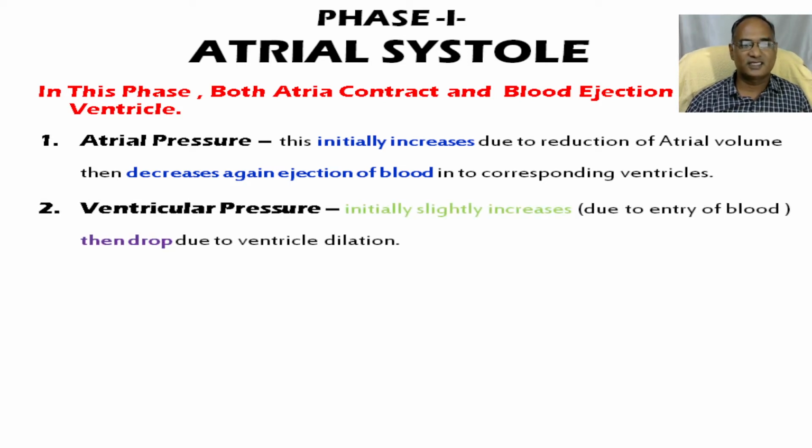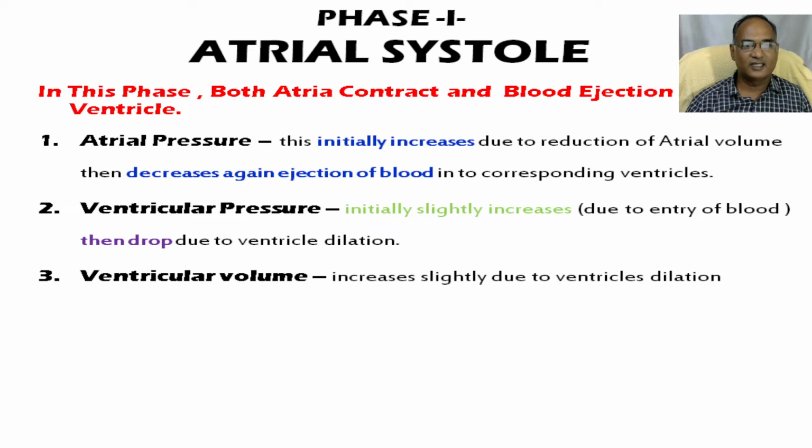The second thing is ventricular pressure. Initially there will be less pressure and less blood volume. And the third one is ventricular volume. Ventricular volume also increases slightly due to ventricular dilation. When the ventricular chamber dilates, it relaxes, so the volume will be increased.